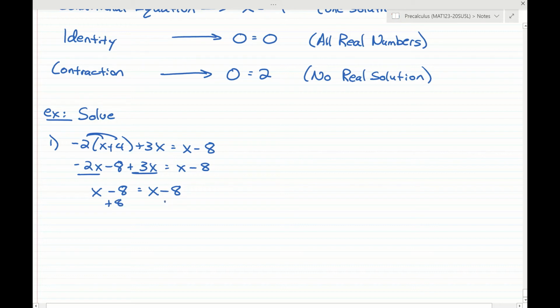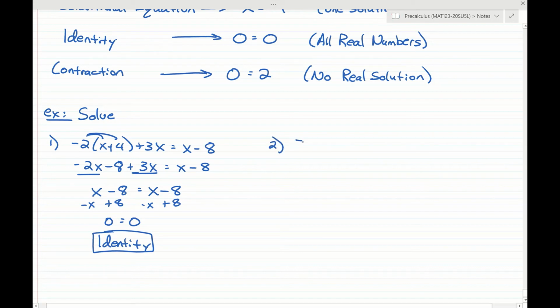But if we were to add 8 to both sides and subtract x from both sides, you could see you do get 0 is equal to 0, which means that this would be an example of an identity. You could just say identity if you want. You could say all real numbers if you want to. I'd accept either answer.